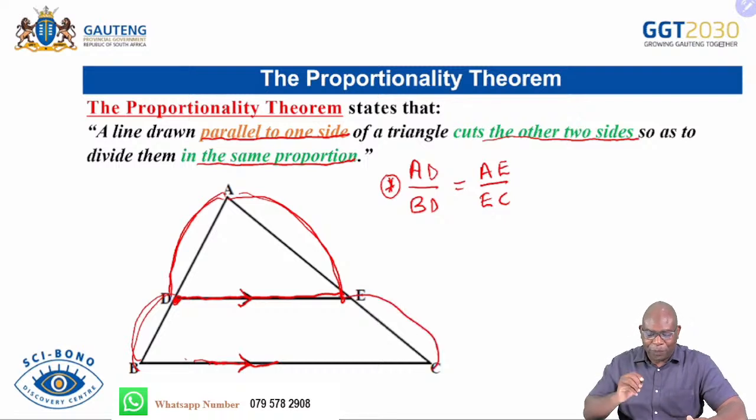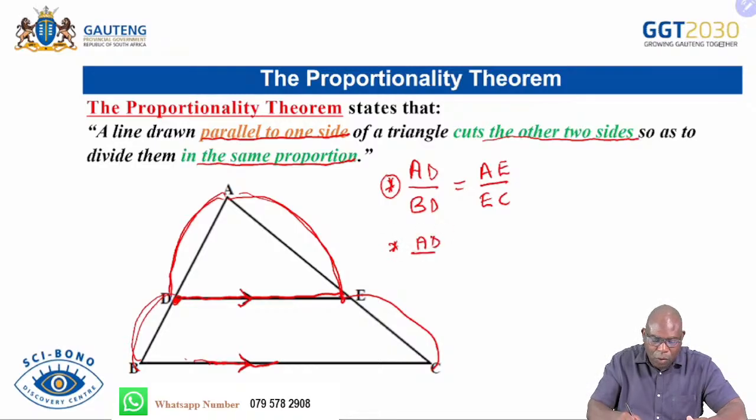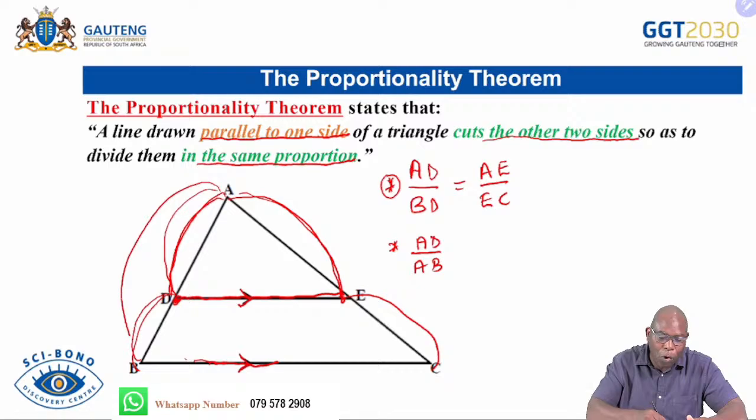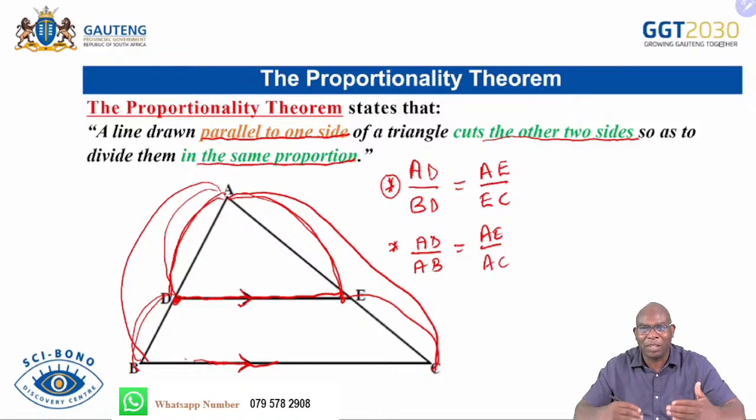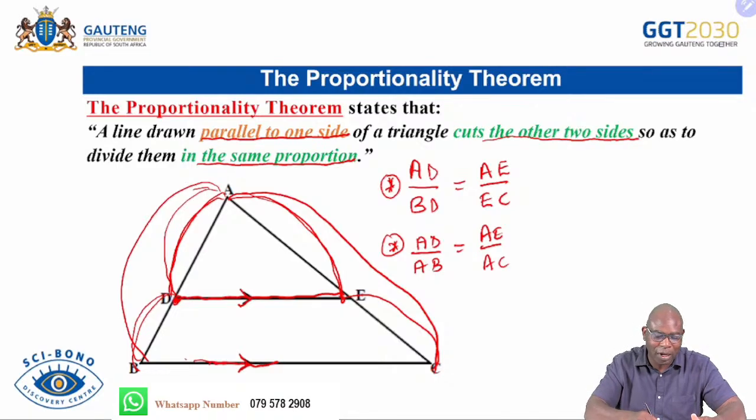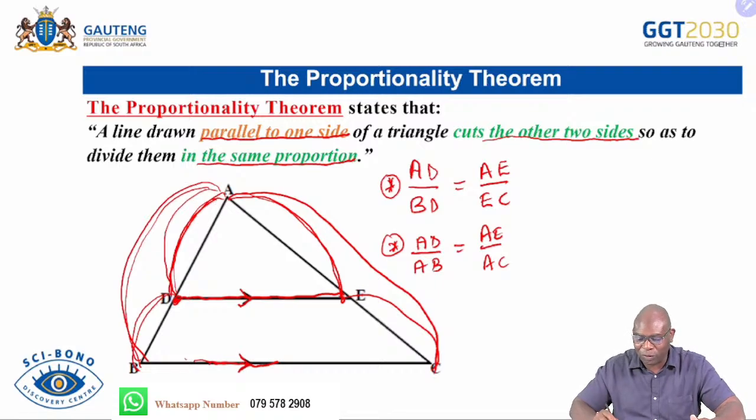Okay, so if I take AD over AB, can you see what I've done now? I've said AD over the whole. So I'll then say AE over the whole, and the whole for this one is going to be AC. So I can write that proportion in that form. Can you see how we can write this proportion? So we're able to get more proportions. Sometimes we're given the whole length and this part, and you need to do the other proportion. So take note of that.